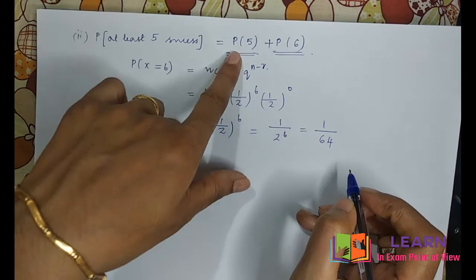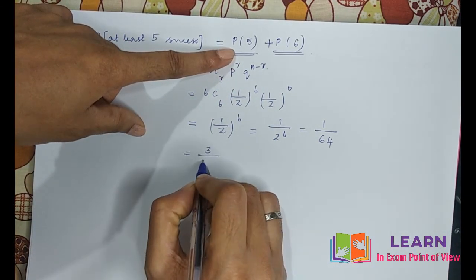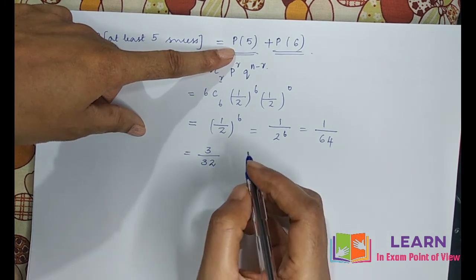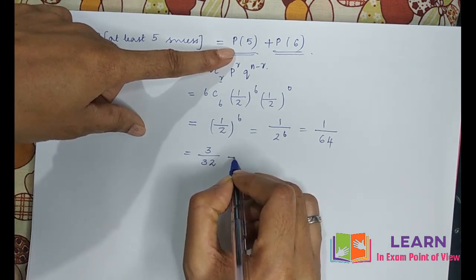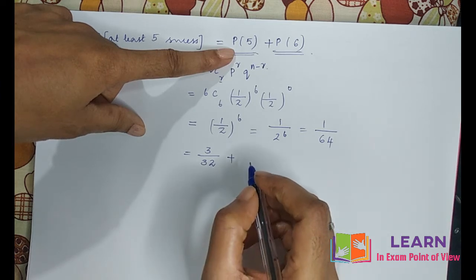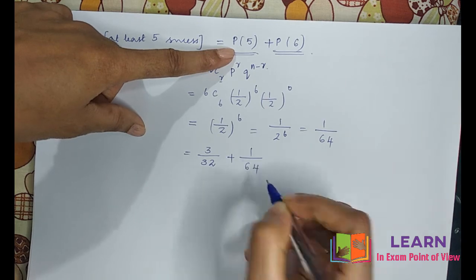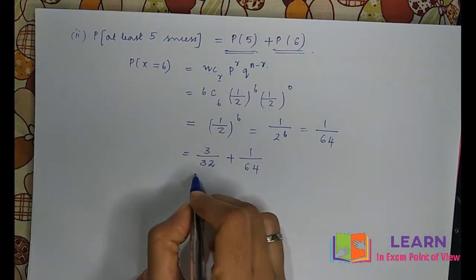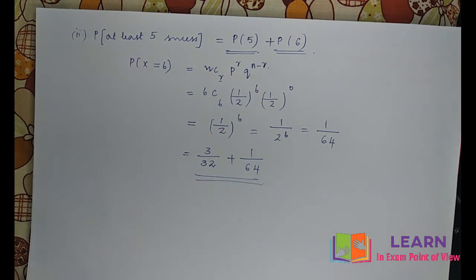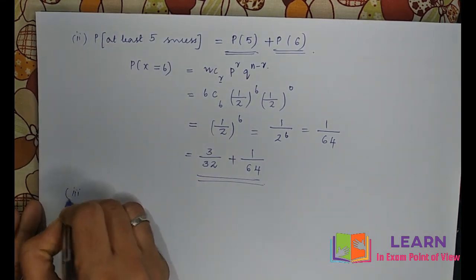Just add this with this. This we already got as 3 by 32, right? Plus we have to take 1 by 64. On simplifying, you will get the answer. Fine. Now last case, third one.